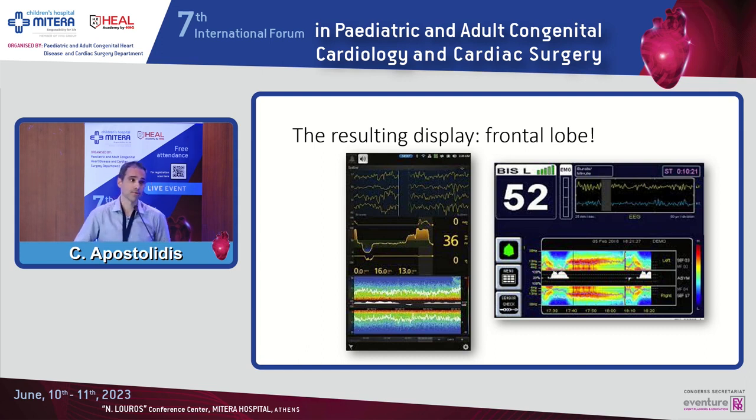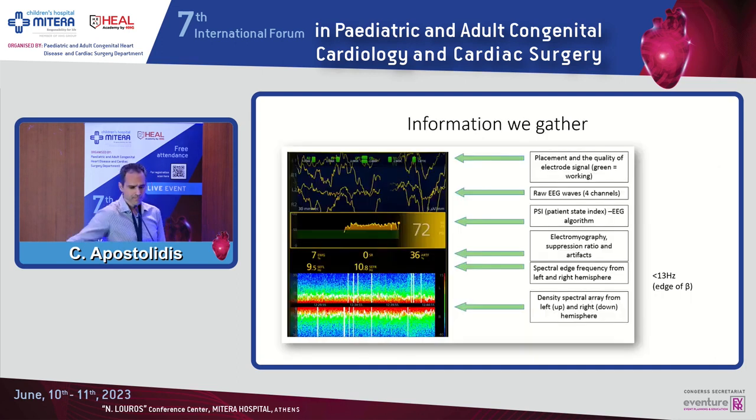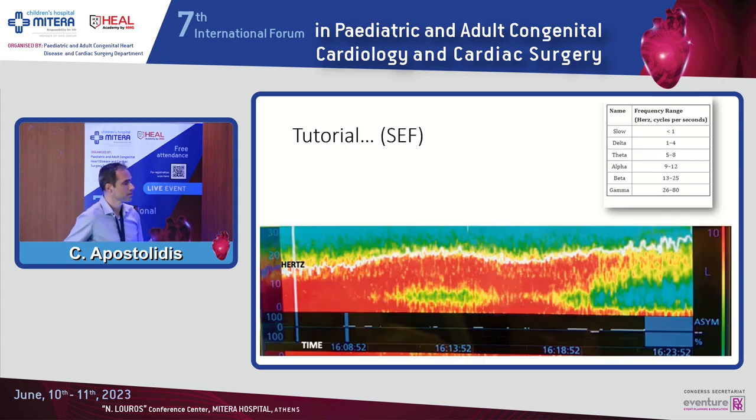So the resulting display is this one. On the left, you have the Masimo monitor. On the right, you have the Covidien monitor. So what do we see here? We see some clues about the EEG on top. We see the numerical index, which is there, and we can see it's about 72. And on the bottom, we can see the density spectral array, the coloring. So you see there is increased activity in the theta territory.